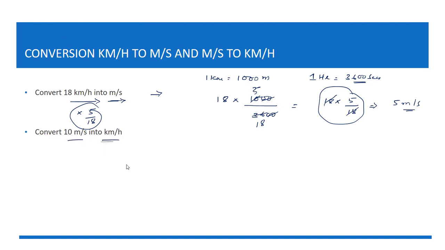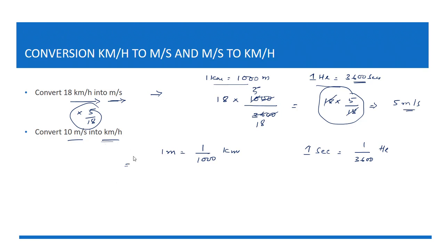Now let us check how to convert meters per second to kilometer per hour. To do that, same procedure. As we know, 1 meter is equal to 1 by 1000 kilometer, and 1 second is equal to 1 by 3600 hour.